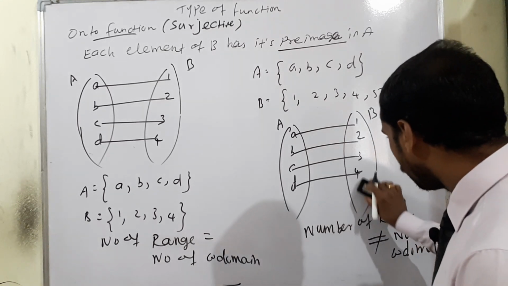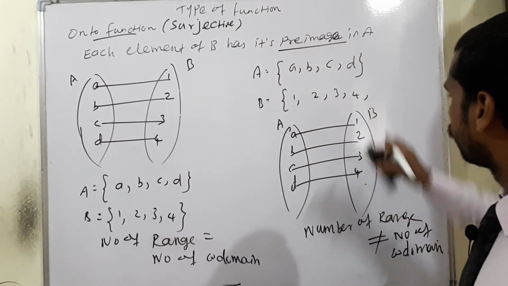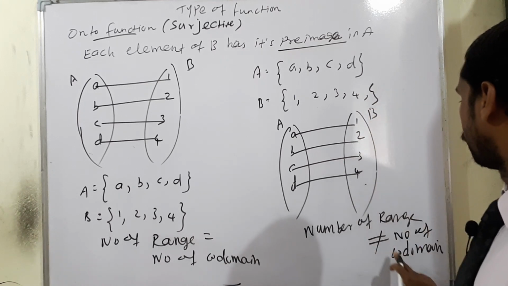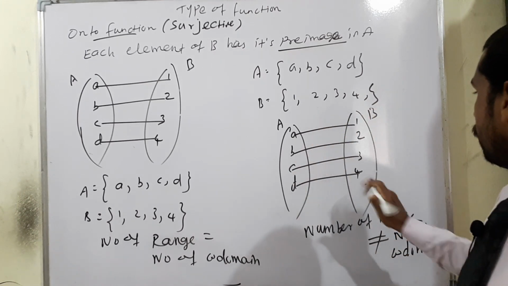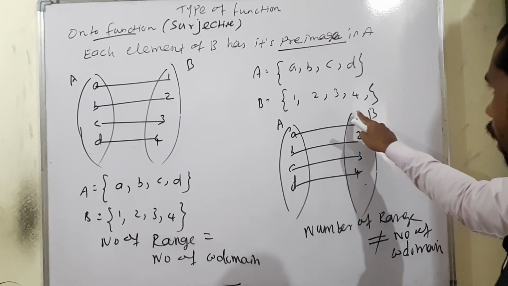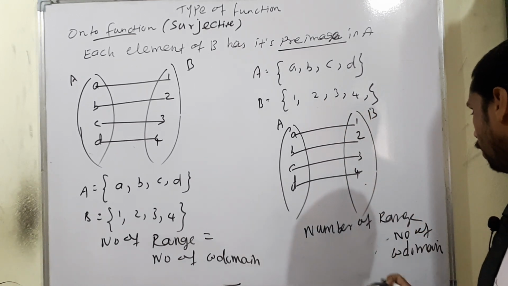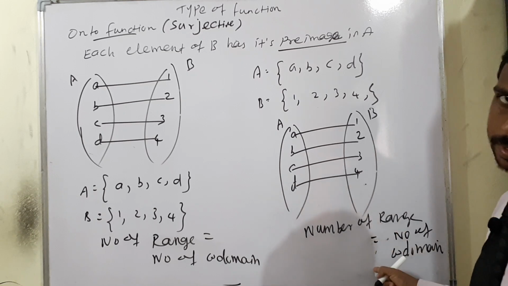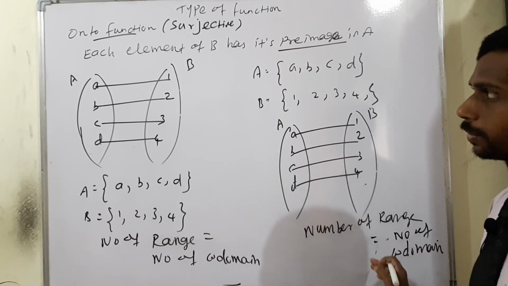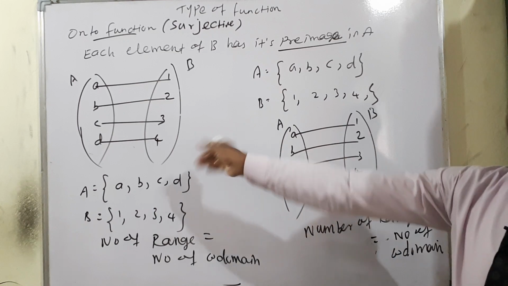Suppose 5 is not available, we can suppose 5 is not available in the elements. Then the number of range is equal to only the elements 1, 2, 3, 4, so definitely we can say the number of range is equal to the number of codomain. Then only we can say it is an onto function. That is the difference between not onto and onto.